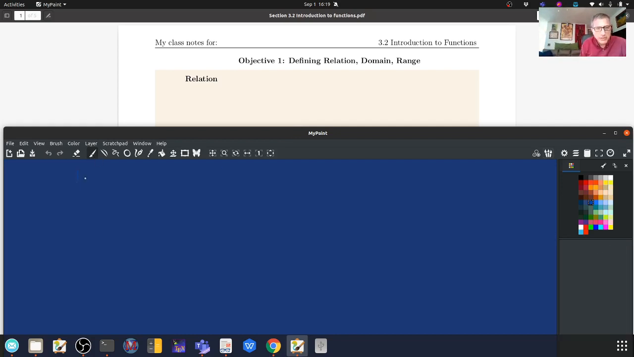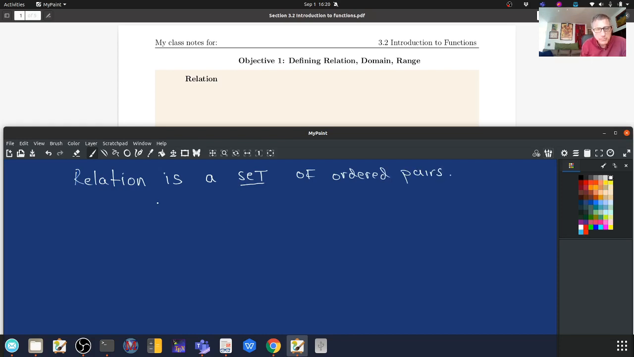So a relation is, this is its definition, and here it is a set. Okay, so a relation is a set. But what types of elements does the set have? It's a set of ordered pairs.